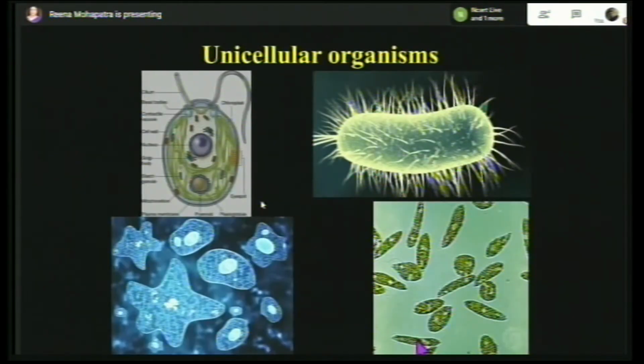Here are some examples of unicellular organisms. You can find Chlamydomonas, this is amoeba, this is bacteria, and this is euglena. In these unicellular organisms, each organism is made up of a single cell and all the functional activities to sustain that organism living are taking place inside that living cell.